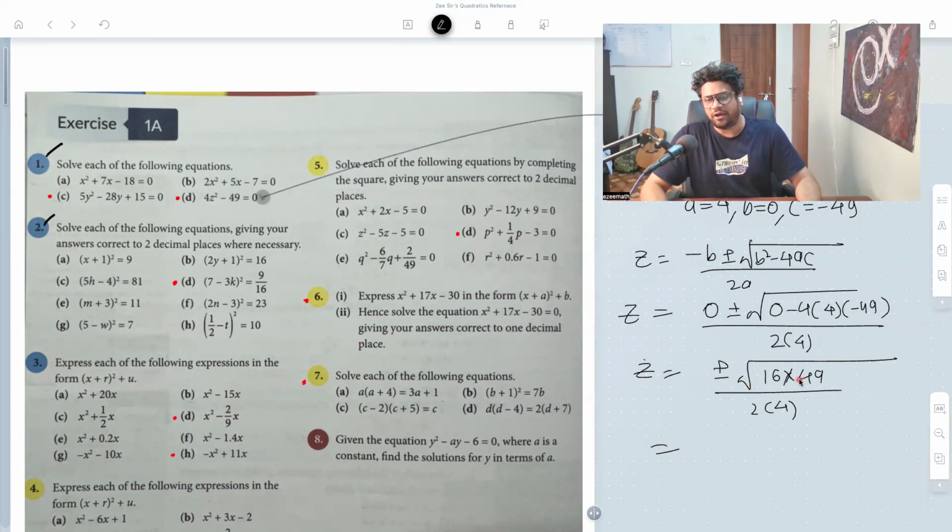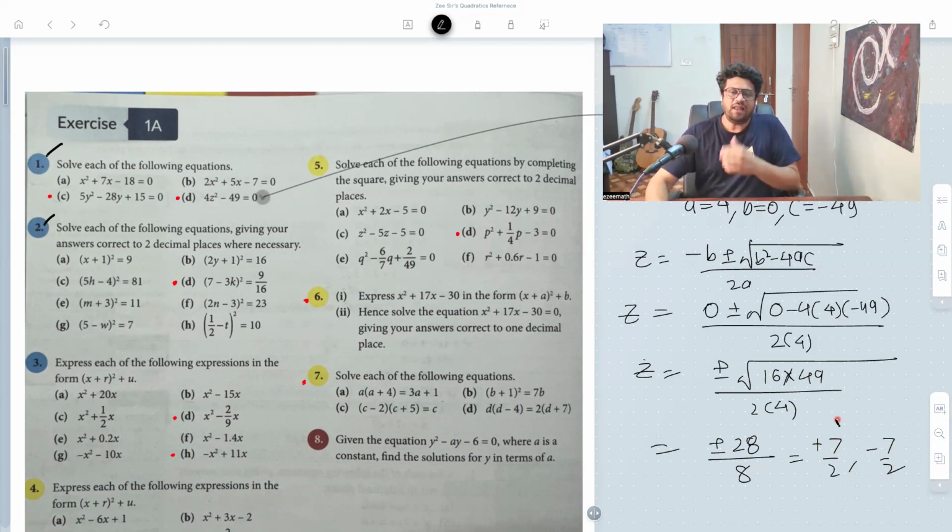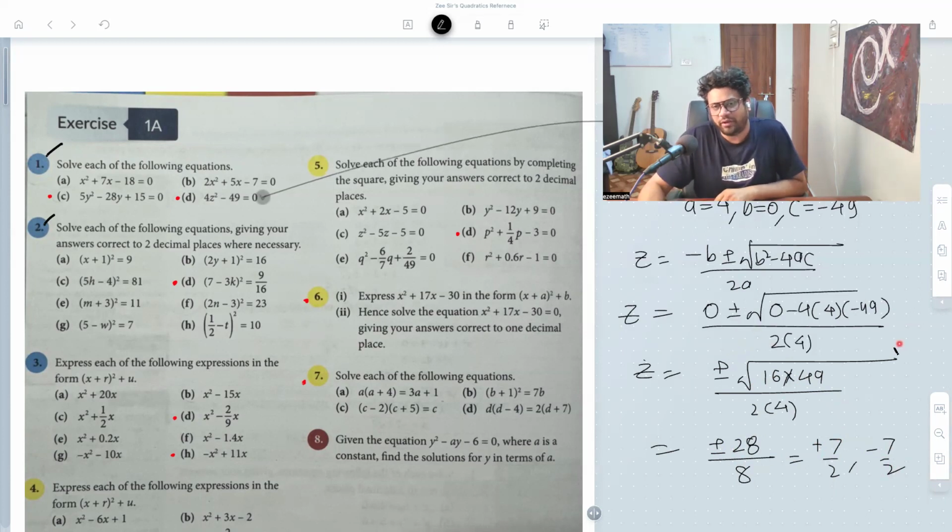Trying to find the square root of it, the square root of 16 is 4 and the square root of 49 is 7. So 4 into 7 is what you're going to end up with. That's plus minus 28 divided by 8. That's plus 14 by 4, or 7 by 2, and minus 7 by 2. Well, that is the quadratic formula way of doing it.